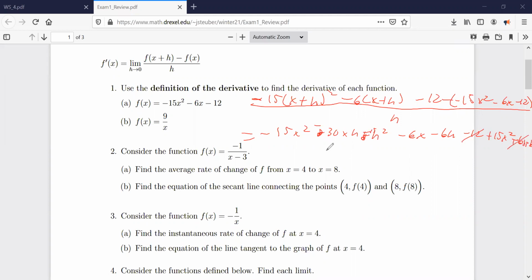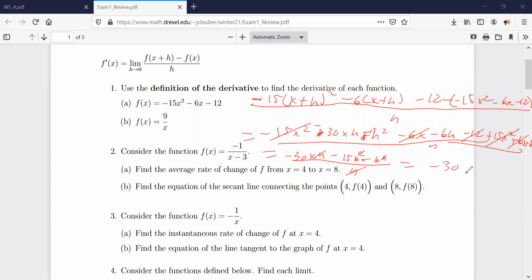This cancels with this, this cancels with this, and this cancels with this. Everything I'm left with, that's all over h, should still have an h. So minus 30xh minus 15h squared minus 6h all over h. This cancels, this cancels, this cancels. And I am left with negative 30x minus 6 minus 15h.